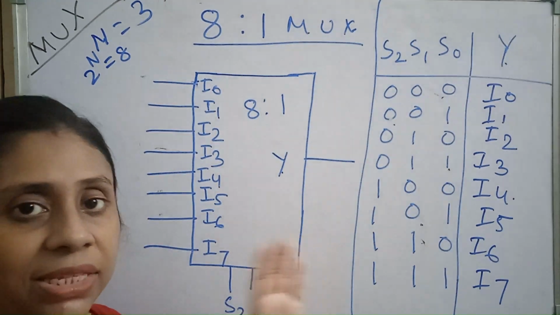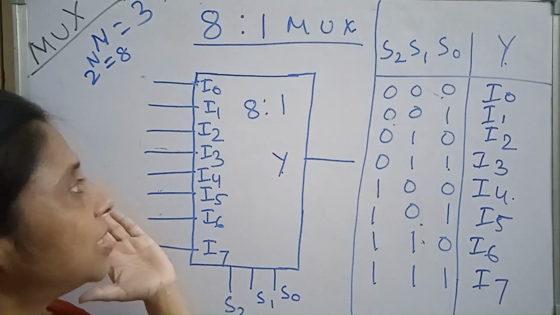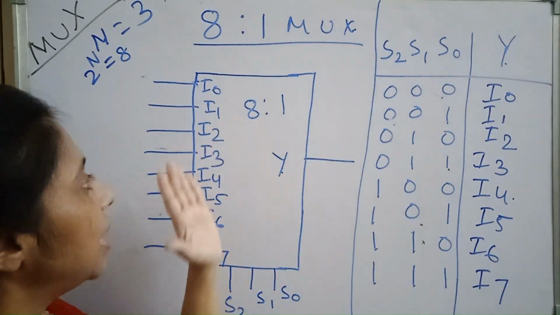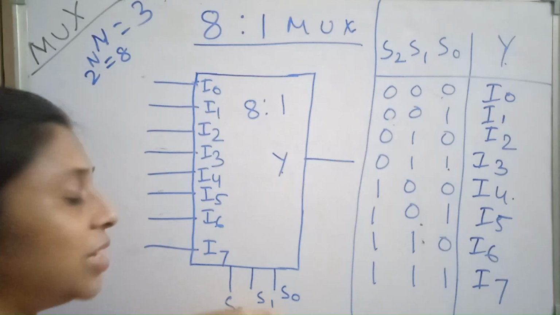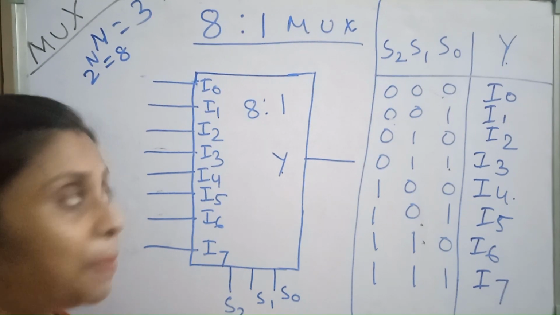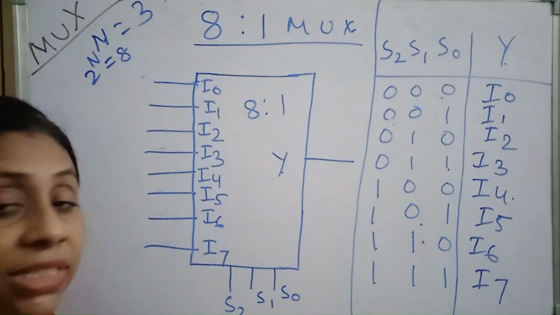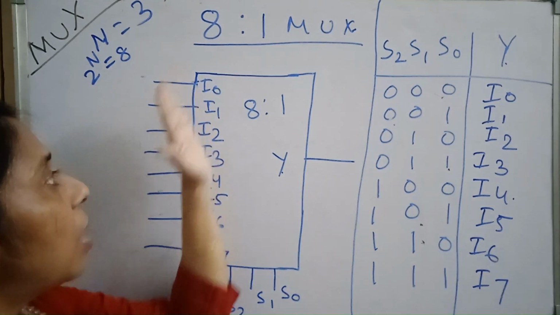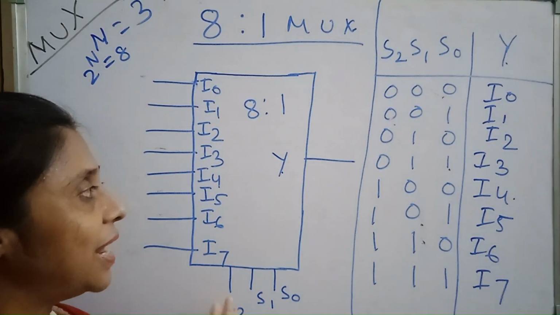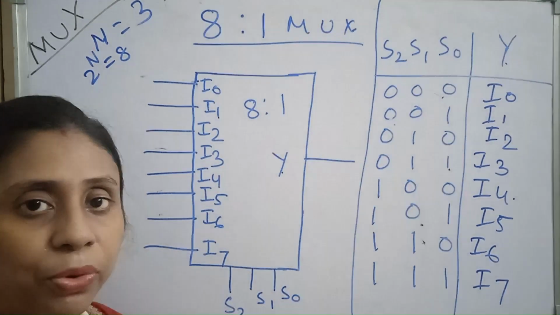The size of the MUX is 8:1, because there are 8 input lines. So in the case of an 8:1 MUX, there are 8 input lines and 3 select lines. Depending upon the select line inputs, 1 out of these 8 inputs will be selected and given to the output line.